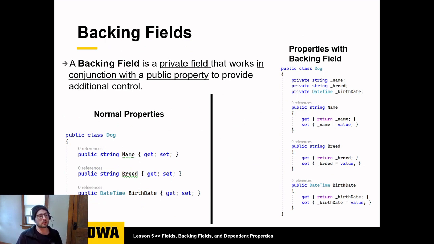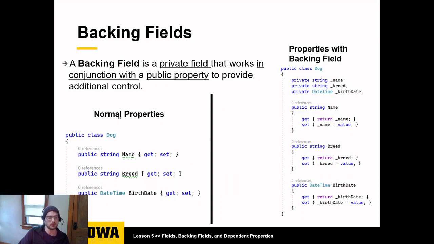Additionally, in C#, there's a special kind of field called backing fields. A backing field is still a private field, but it works in conjunction with a public property to provide additional control. So, for example, we have two logically equivalent classes. They do the exact same thing, and people who are creating dogs are going to have the same pieces of data or same properties available to them, regardless of either of these implementations.